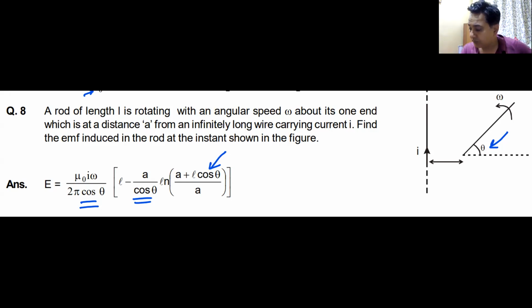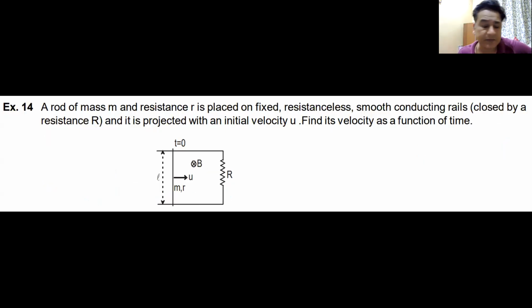Okay, then this question, I think you would have seen somewhere. There are many questions of this type that you might have come across in EMI.